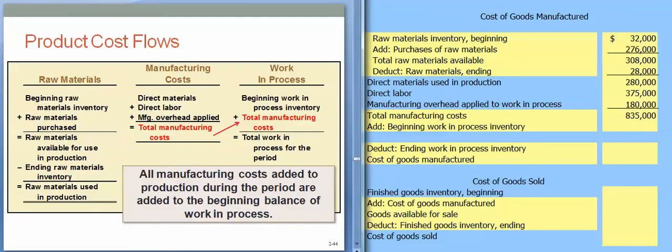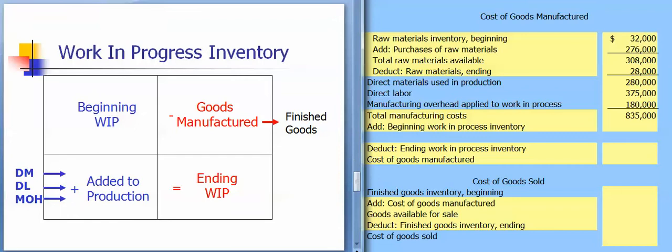$835,000. So again, once we've calculated our total manufacturing costs, those costs we can have as additions to work in process. If we're thinking in terms of our boxes, we'll have our beginning work in process, and then we'll have the cost that we added, and those have got to equal our cost of goods manufactured plus our ending work in process inventory. Let's go ahead and take a look at some numbers.